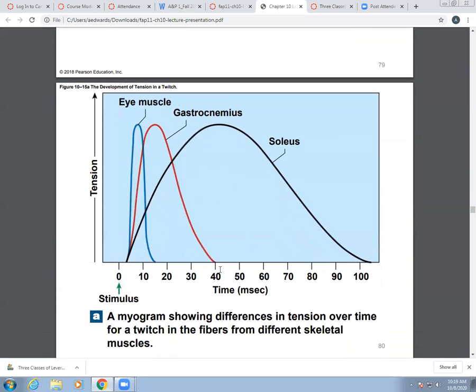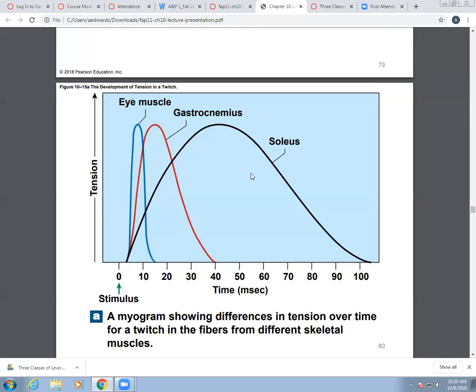Okay, so what does that look like? So again, tension over time, for different skeletal muscles. Eye muscles have a very fast twitch. The gastrocnemius is a little slower, and the soleus is much slower. And you'll learn about these muscles, if you're not familiar with them, when we get to lab, when we're covering the muscular system. But they all have very similar peak tension, they just vary in the length of time that their twitch happens. So that should make sense.